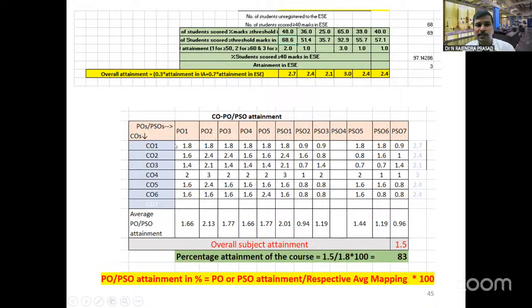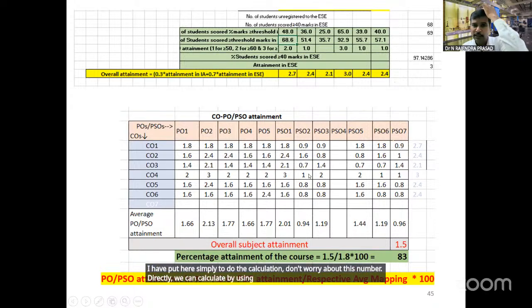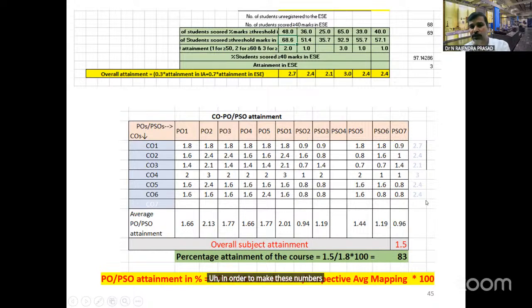CO1 attainment is 2.7. I have put it here simply to do the calculation. Don't worry about this number. Directly we can calculate by using the formula in the spreadsheet. In order to make these numbers appear, I have put these values here: 2.7 for CO1, 2.4 for CO2, 2.1 for CO3, 3 for CO4, CO5, CO6, etc.